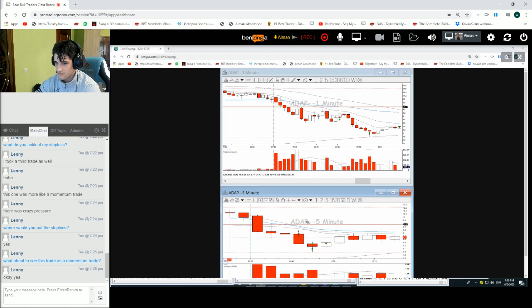ADAP, you try to get this thing for a long, right? Long, partial, and exit the rest at break even. Now this wasn't so extended, right, from the moving average on the 5 minute chart. It was a short. Okay, for a short, one rule right here.